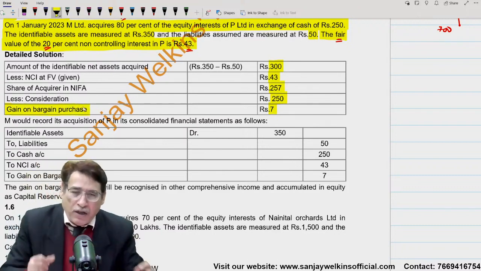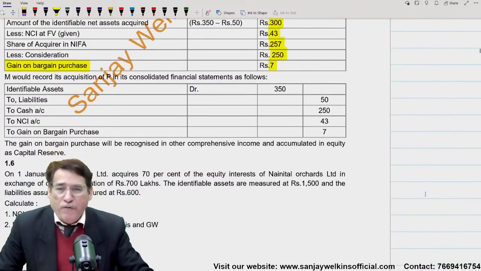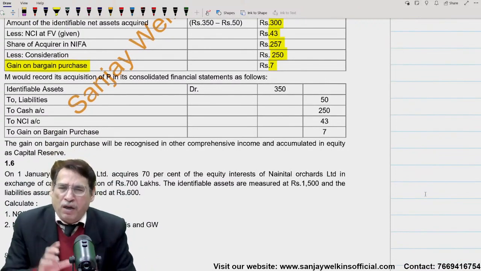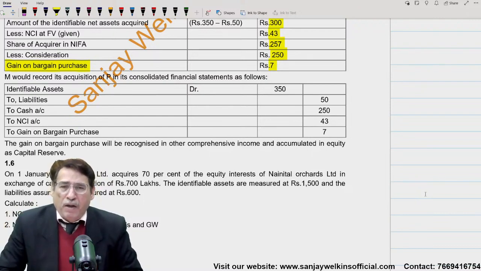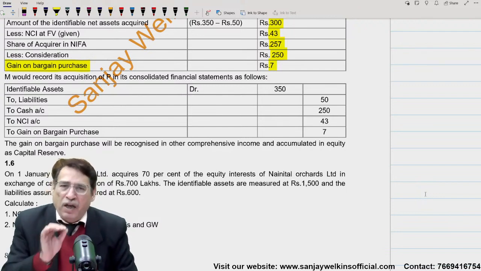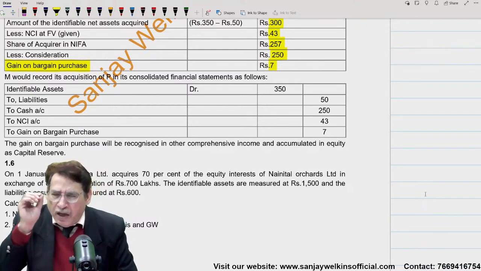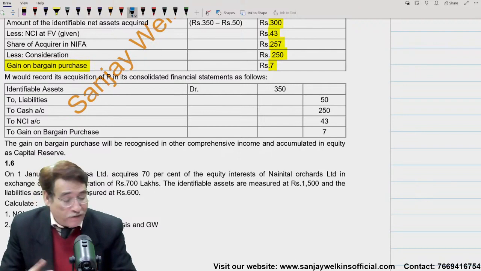And just for your knowledge's sake, in practical life, to be very, very honest with you, gain on bargain purchase can never ever arise. What I said, in practical life, in reality, in substance, gain on bargain purchase can never ever arise. I will just prove it within a flick of a second.